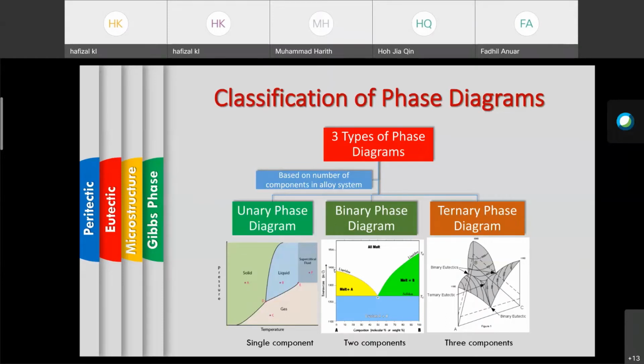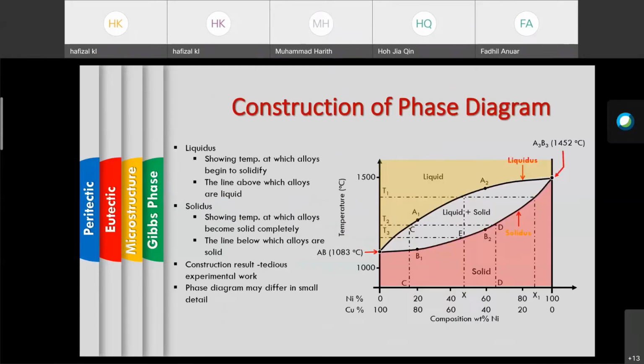Also, we will look at the percentage, the composition, and also the microscopic structure of the phase. And then we also learn how to construct a phase diagram. Actually, the construction of a phase diagram involves a quite tedious process.